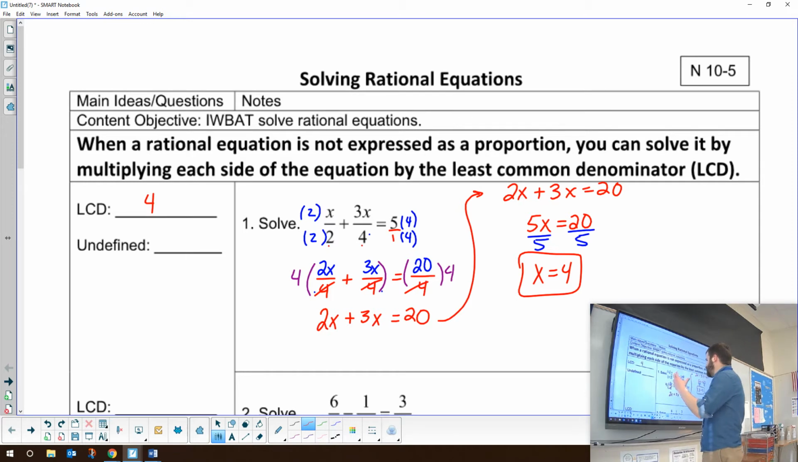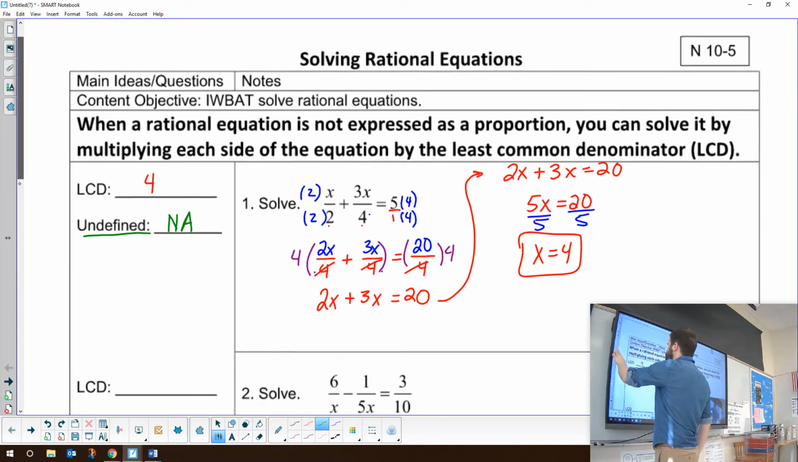Now, we could do it a little bit quicker. I'll show you that on the next one. Let's talk about undefined. I forgot to talk about undefined real quick. Remember, undefined is anything that makes the denominator 0. So for this case, there's nothing that can make the denominator 0 because there's no x in the denominator. So my undefined is that there is none. So I'm just writing NA, not applicable. However, if we ever have a problem where the undefined matches my answer, that answer cannot be true. Okay?